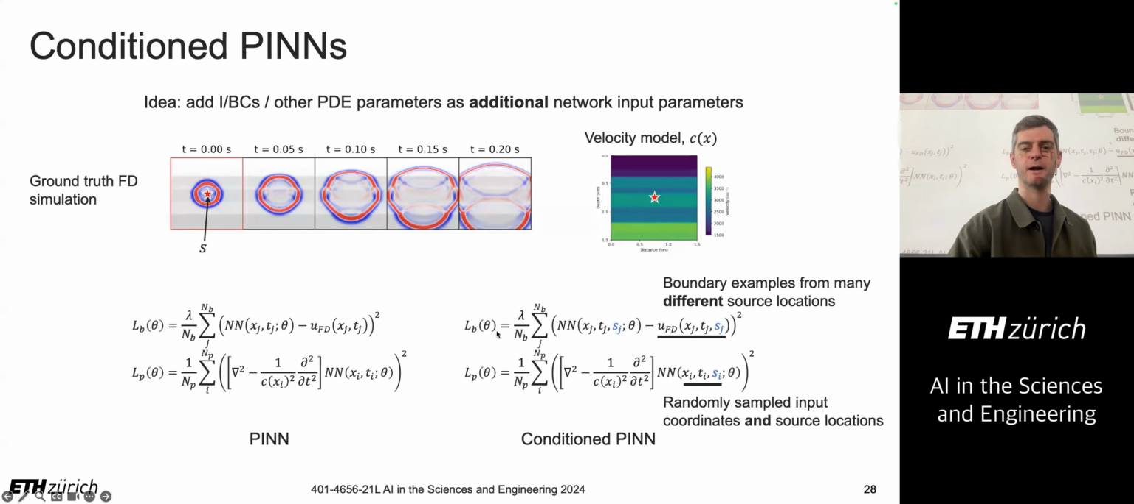So let's think about the boundary loss. We have to generate lots of finite difference simulations with different examples of the source location to match now, because we want to generalize across the source location. So this boundary loss is now matching the network's output across many different boundary or initial conditions from the finite difference solver. And then in the physics loss, remember this is still unsupervised, to evaluate it, all we needed before was random points of X and T. Now we also just randomly sample an S value, and we make sure that the physics loss is obeyed across all the S value inputs to the network.